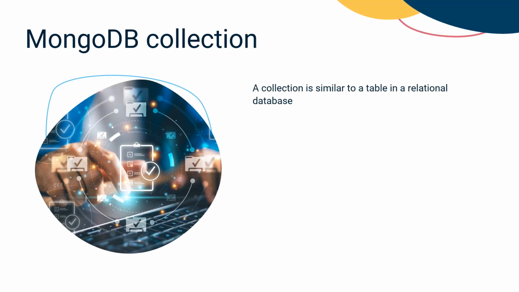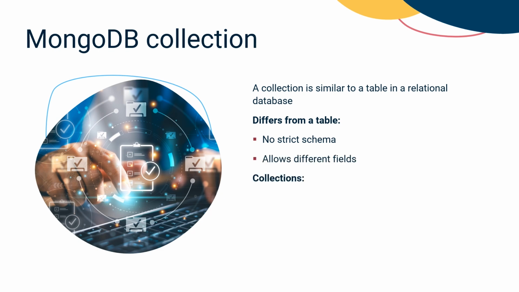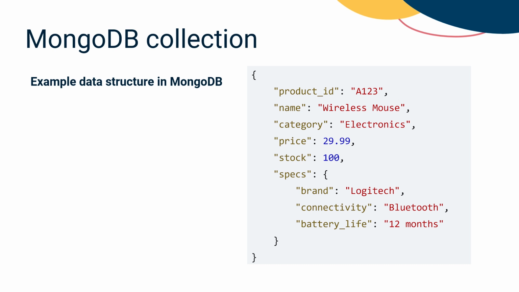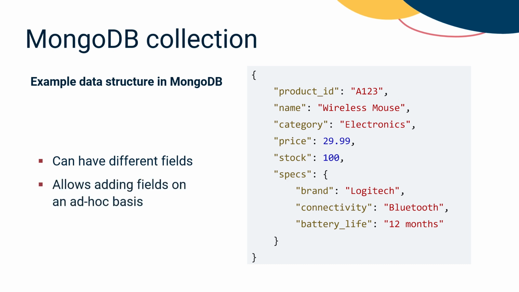A collection in MongoDB is similar to a table in a relational database. However, unlike tables, collections do not enforce a strict schema, meaning each document in a collection can have different fields. Collections store data as binary JSON documents, allowing embedded or nested data structures. They are automatically created when a document is inserted if they don't exist already. The following is a document in a collection called products. Each product can have different fields, making the database highly adaptable. Developers can add fields to this document on an ad hoc basis, as there is no strict schema to restrict that.